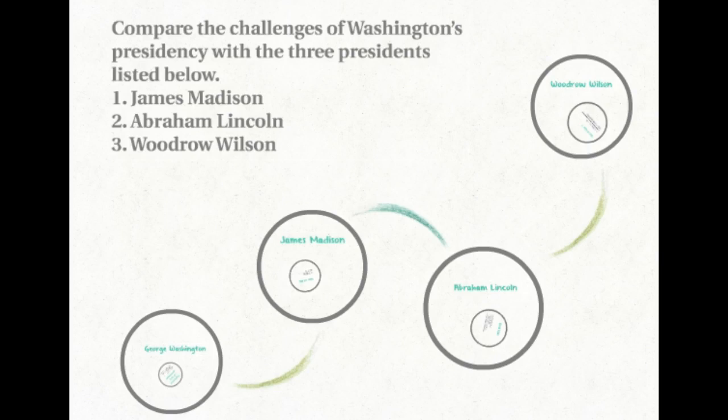Wilson is slightly different. His conflict is a ways away, and there were attempts to actually stay out of this conflict for a very long time. But we do eventually get involved and step into that conflict as it takes place in Europe. So that's it for the challenges that each of these four presidents were faced with.